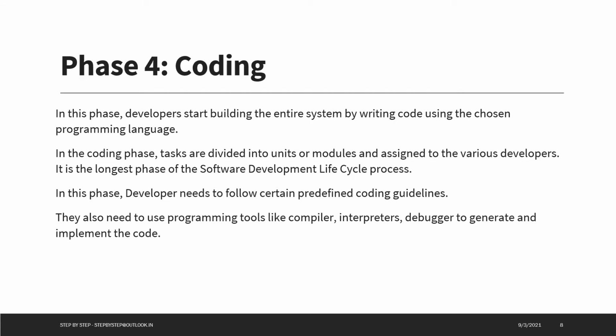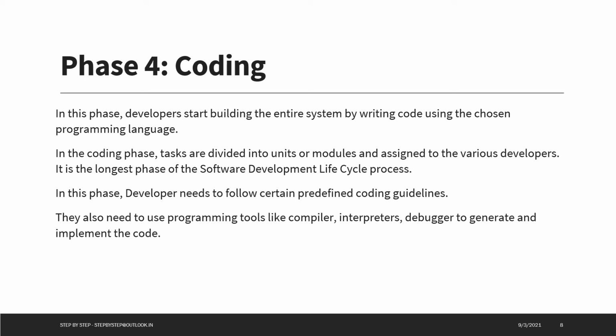The fourth phase will be the coding. This is important. In this phase, developers will actually start building the entire system by writing code using the chosen programming language. So the programming language is important. What we are choosing after doing the feasibility study, we will come up with the programming language, and there will be reasons why we have chosen this programming language. So that is all already done. Now it's time to start actual coding in the coding phase.